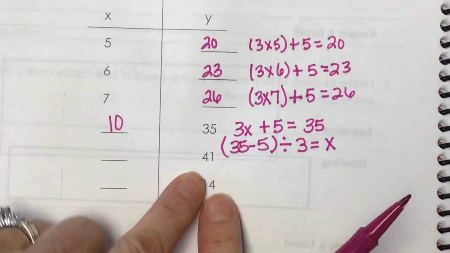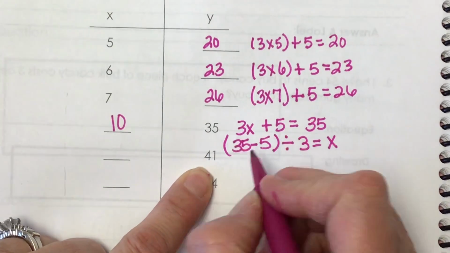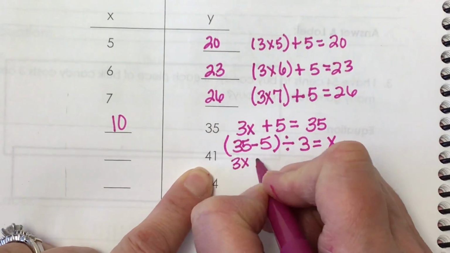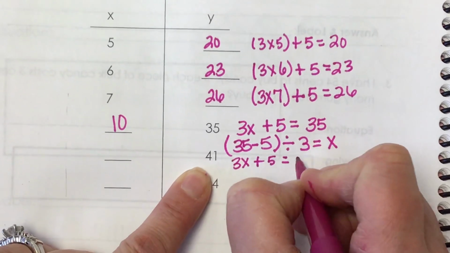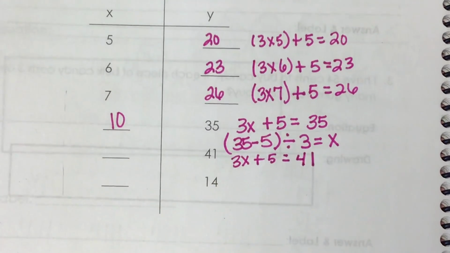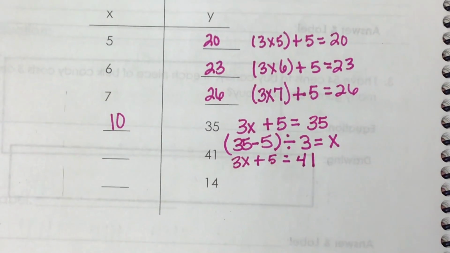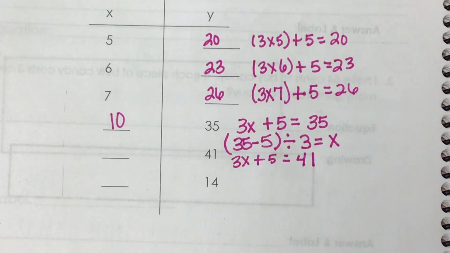So now we have 41. So now we need 3x plus 5 equals 41. How am I going to solve that? How do I solve for that x? What am I going to do first? Noah.